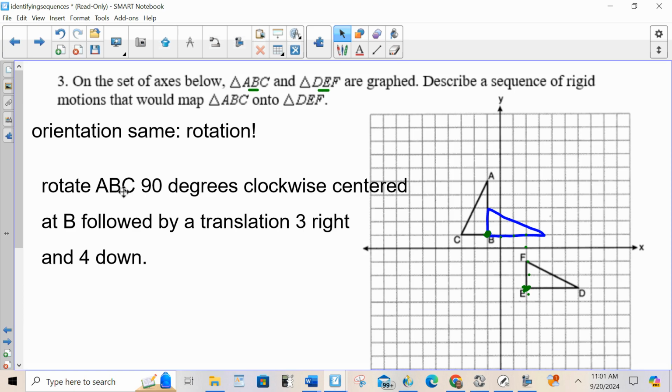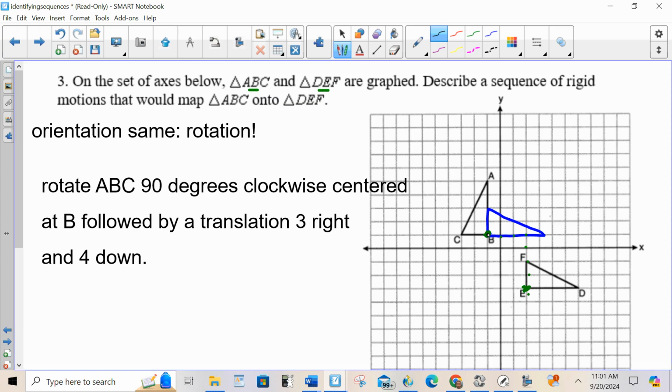So if the orientation is the same, I do a rotation. Geometric common sense as far as which direction and how many degrees, and it's going to be 90 or 180. So it's just figuring out which of those it is, and make sure you include a center of rotation, which I want you to do as a point on the graph. If you're a student from another school watching this, your teacher may have you use the origin. I think this is much easier than using the origin, but there are different ways to do it.